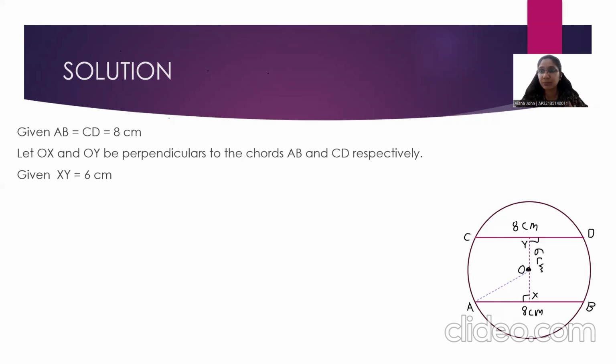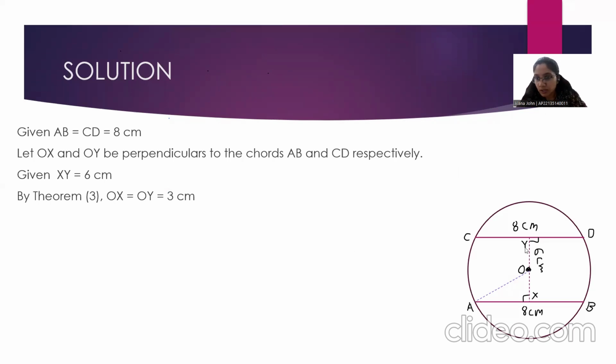It was theorem 3. Equal chords are equidistant from the center. So the chord AB and the chord CD will be at equal distances from the center, right? Given that the total distance is 6 centimeter and the distance OY and the distance OX are equal, each distance will be 3 centimeters. See, by theorem 3, OX equal to OY equal to 3 centimeter. Is that clear?